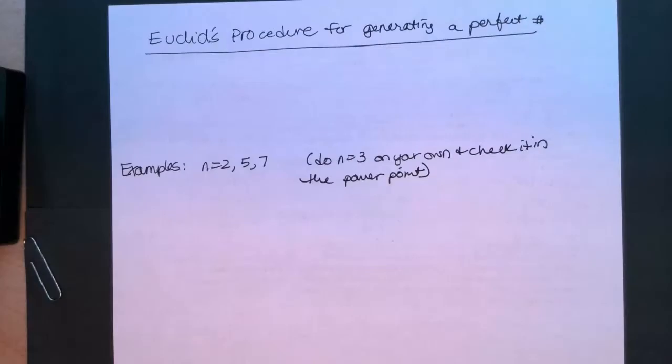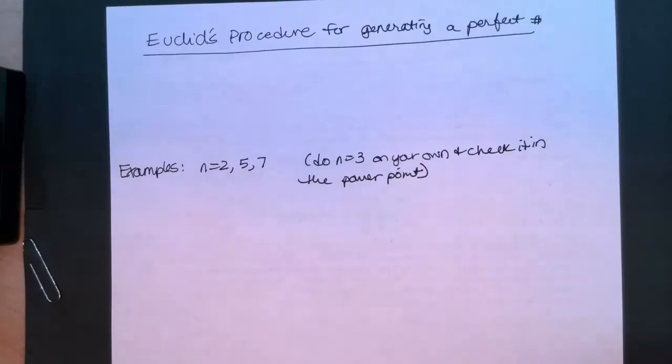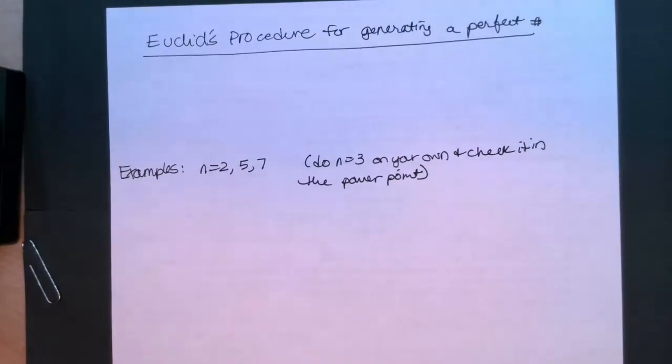So this is part 3 of section 6.6, dealing with number theory. Next we're going to talk about Euclid's procedure for generating a perfect number. The ancient Greeks knew the first 4 perfect numbers were 6, 28, 496, and 8128. In fact, one of the propositions from the 4th volume of Euclid's Elements states the procedure that uses Mersenne primes to find a perfect number.